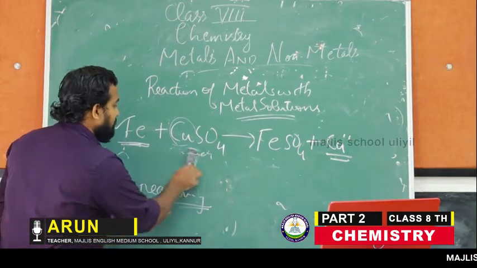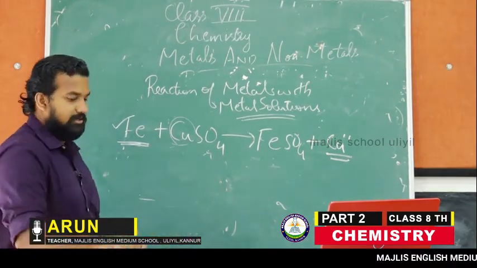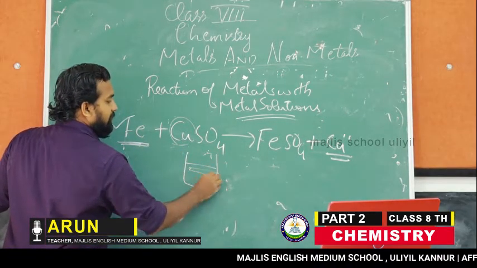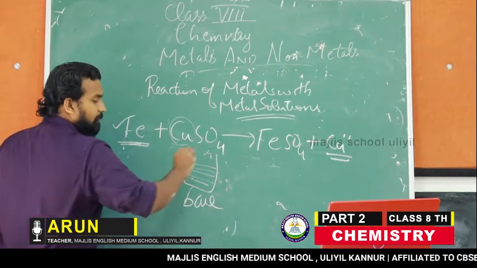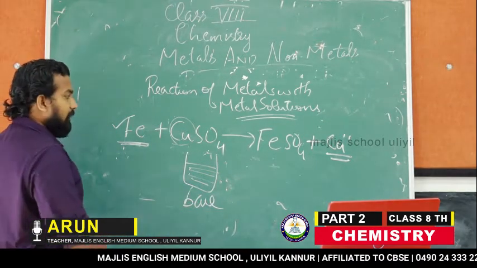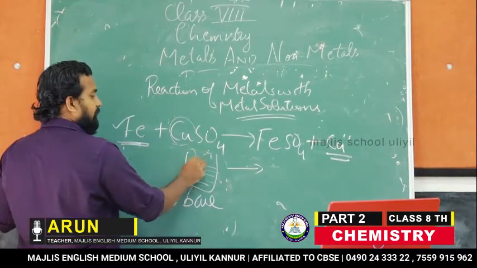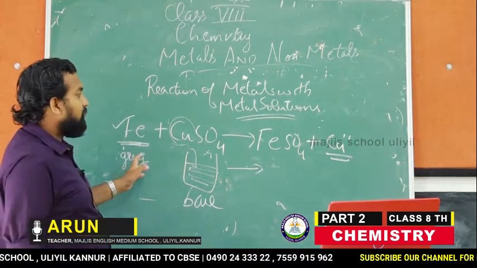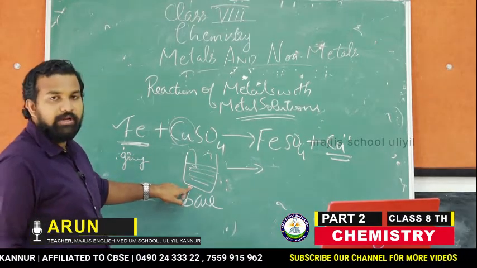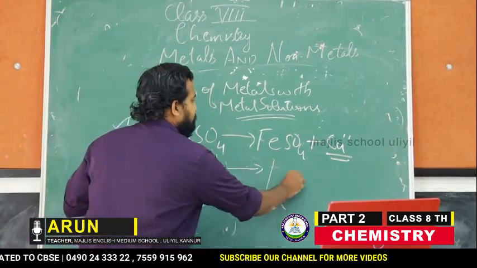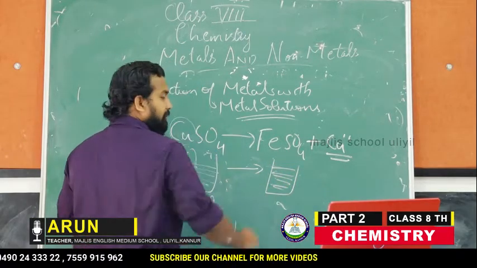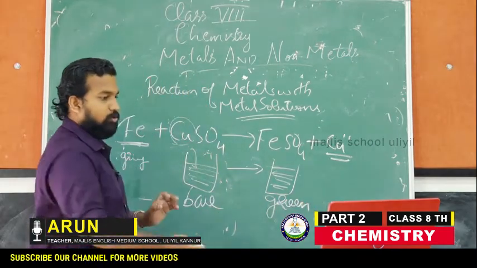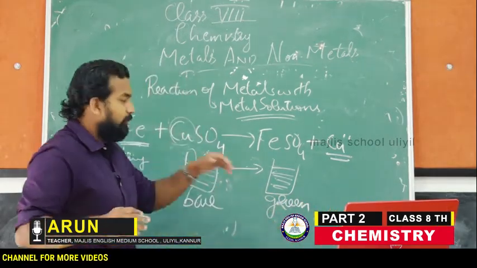And how will we understand this? Like ferrous iron, this copper sulfate solution, if I am taking it in a vessel, will be blue in color. Okay, and when I am putting the iron, this is grey color. When I am putting the iron into this blue colored solution, after some time this solution will be turned into green color. I hope you can see. This solution will be turned into green color.